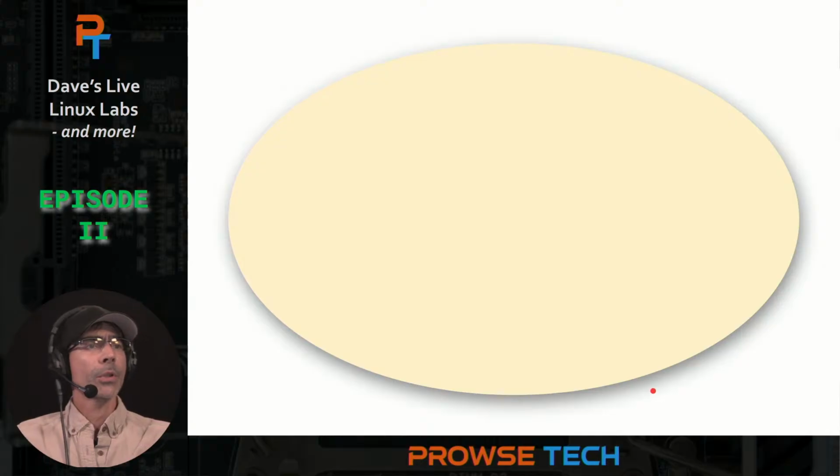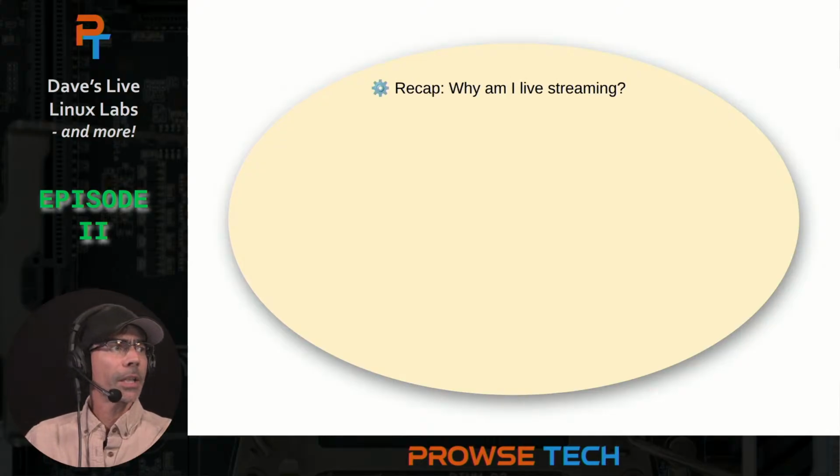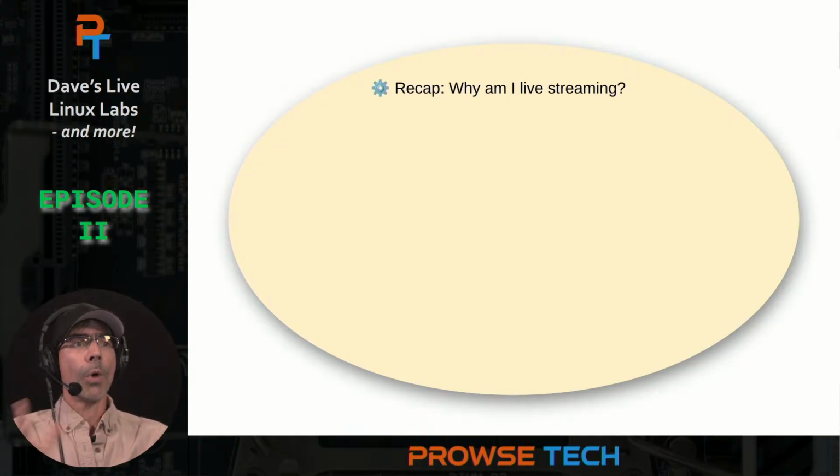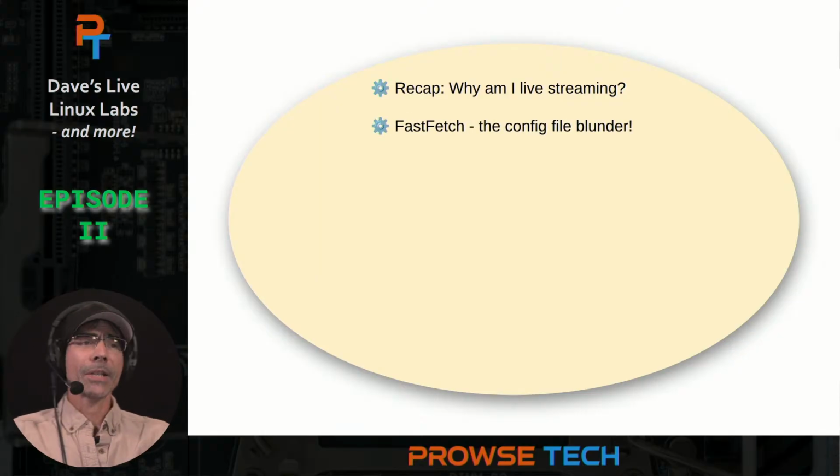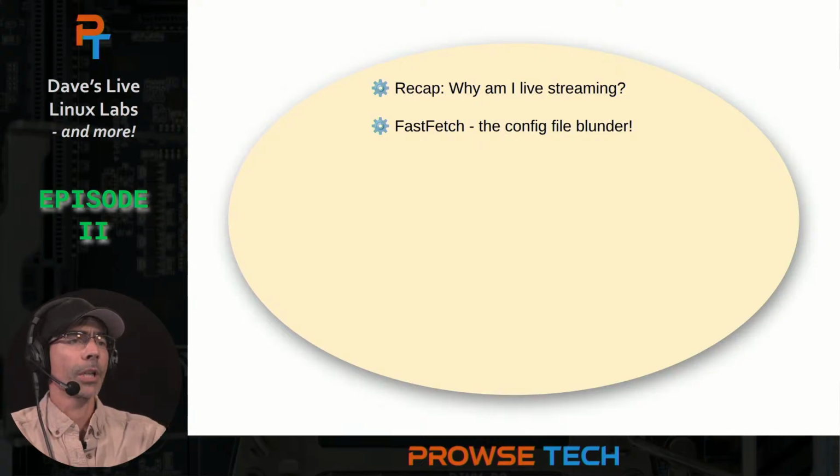So today, episode 2, here's what we have on the agenda. First of all, why am I live streaming? I talked about this last week, but we'll get into it again. And we'll get into fastfetch. For some reason, I messed up the config file with that last week. And so we'll quickly show how the fix for that goes and get that configuration running.